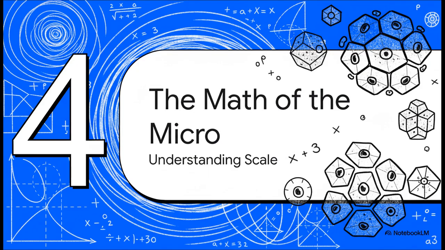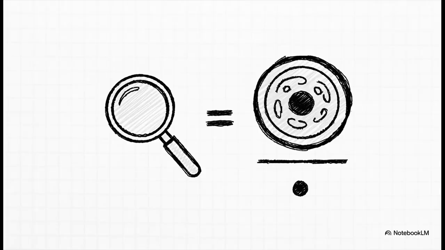Okay, so now that we can finally see this world, we kind of need a new way to measure it. So let's talk about the math for a second, because the sense of scale here is just mind-blowing. First, the basic formula. It's actually super simple. If you've got a drawing of a cell in a book that's, say, 10 millimeters wide, and you know the real cell is only 0.01 millimeters wide, you just divide the image size by the real size to get the magnification.